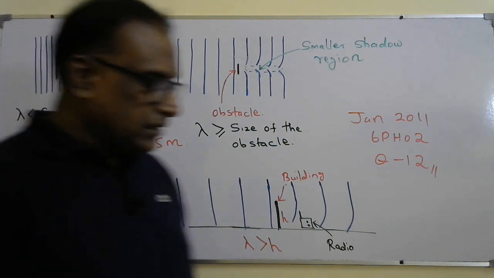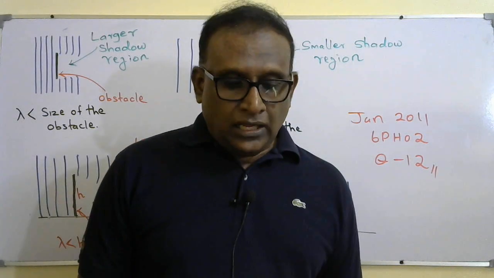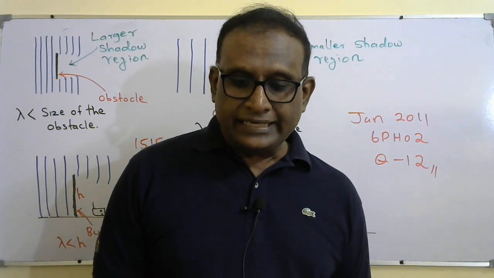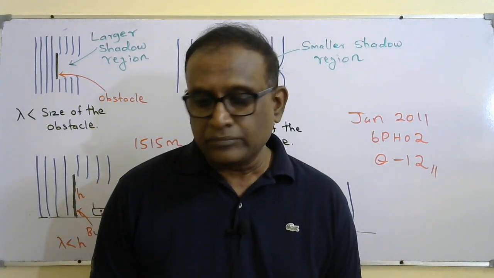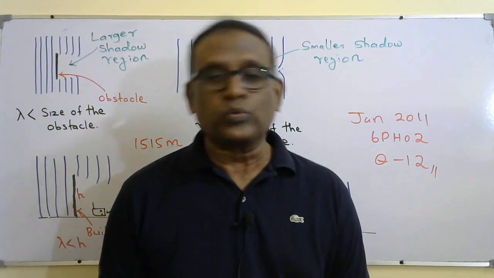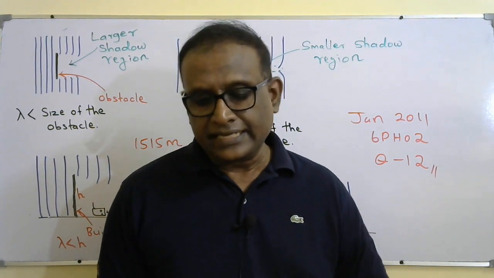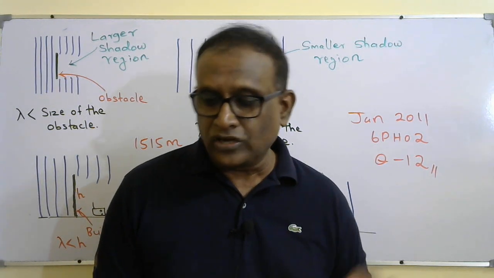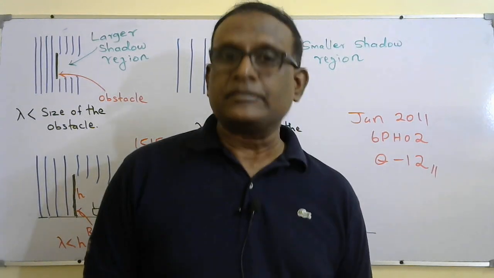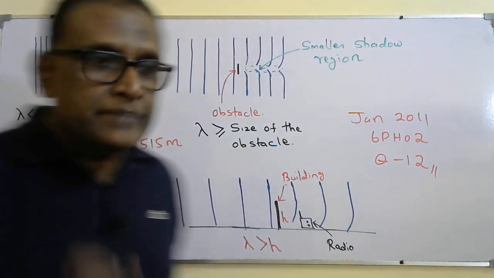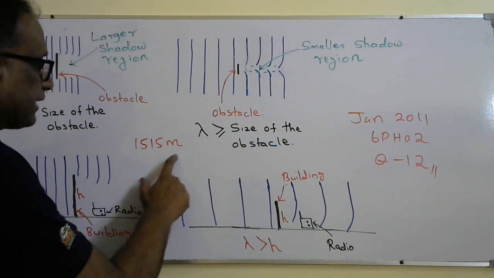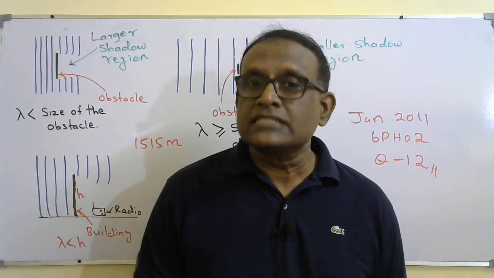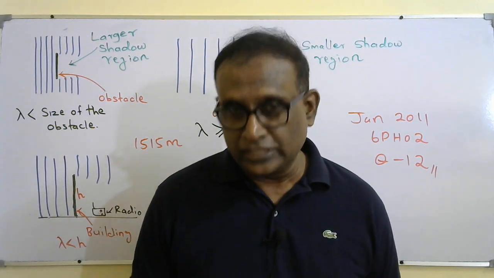The second part is the explanation part. Obstacles such as buildings and hills can make it difficult to receive some radio signals with shorter wavelengths. So they are saying, explain why this is less of a problem for this radio station. This radio station means the radio station which is transmitting at a wavelength of 1515 meters. For this radio station, buildings or hills are not a problem.